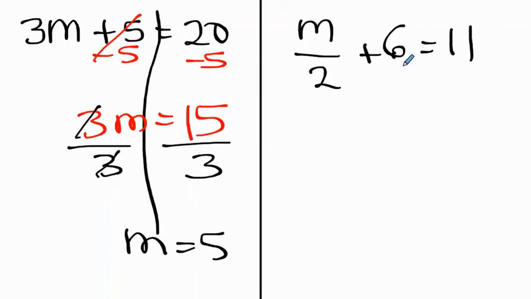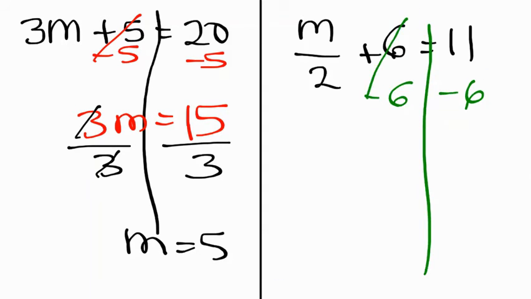This is also a two-step equation. I also start by adding or subtracting to get rid of the constant. So I'm going to subtract 6 on this side and subtract 6 on the other side. This cancels out. This looks a little bit different, but it's the same idea. The m divided by 2 comes down, and then I solve this side. 11 minus 6 equals 5.